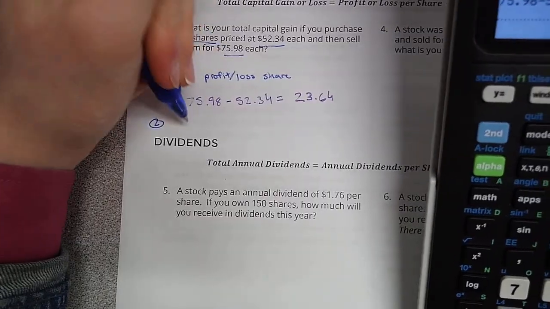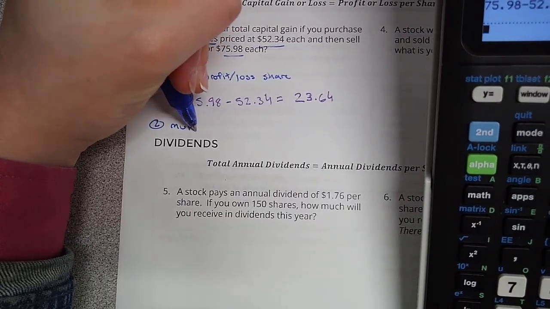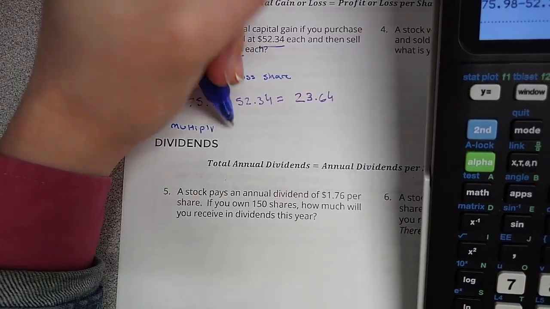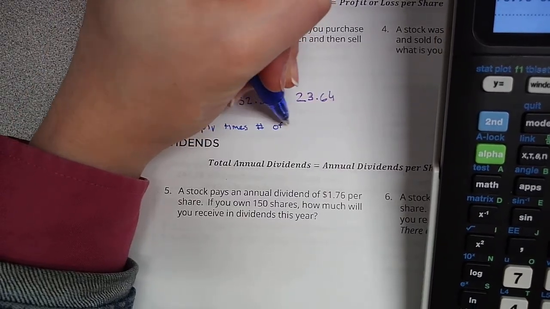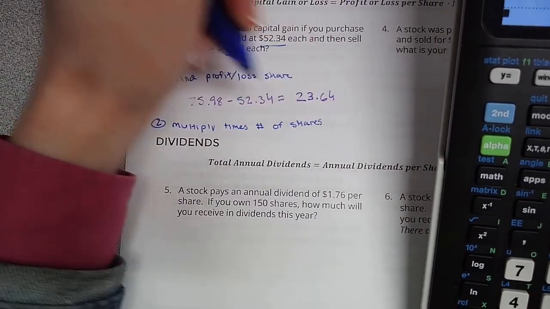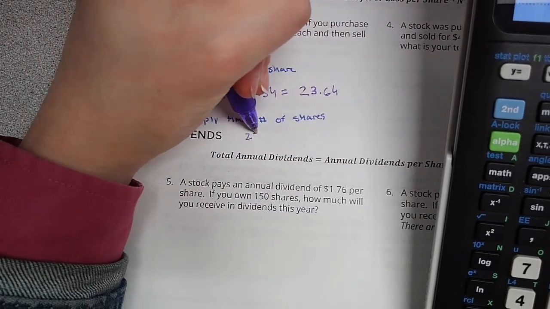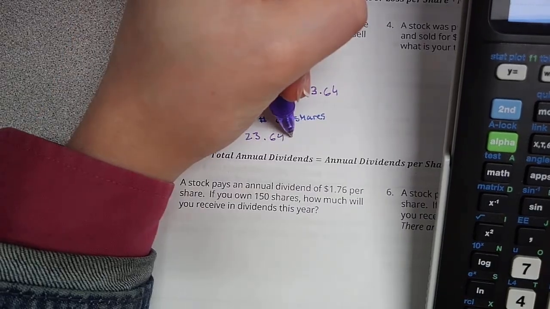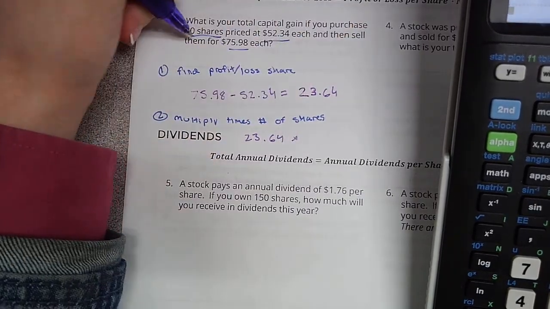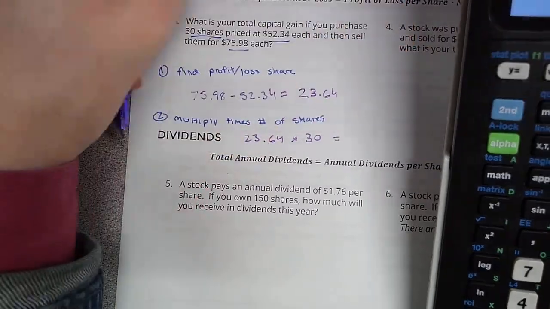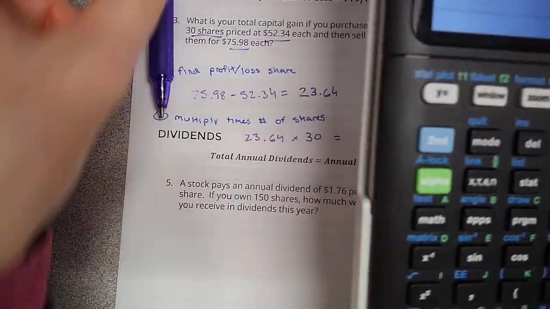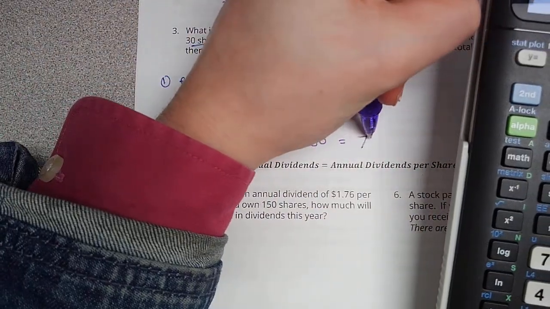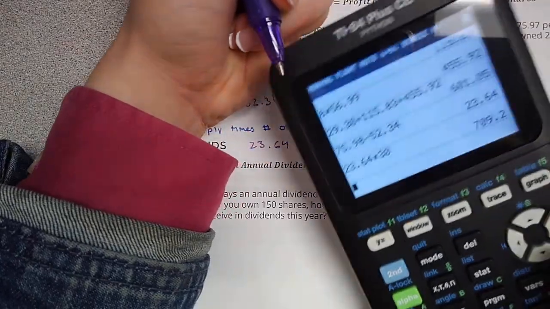Now step 2. We've got 23.64. That's the profit for 1, times the amount of shares, which is 30, equals a total profit of $709.20.